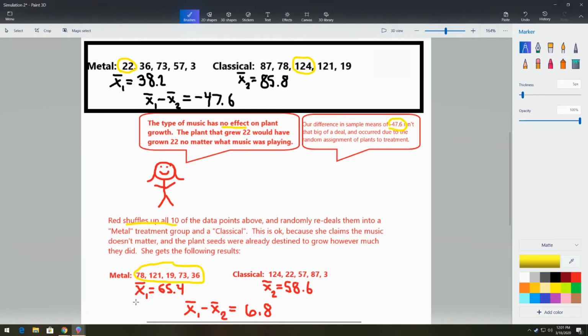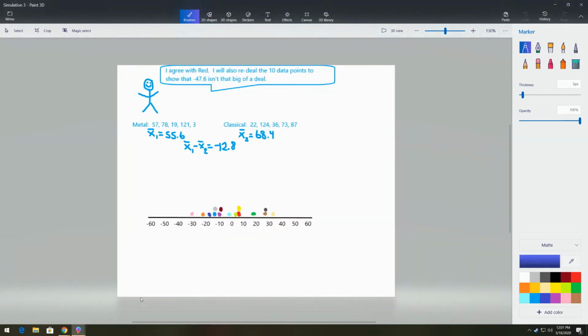Under this redeal, the mean for the metal group was 65.4. If you average the 5 numbers for the classical group, it's 58.6, and the difference in the sample means is a positive 6.8. Of course, we know that you have to do this lots and lots of times for it to actually matter. So we have another guy over here, this blue guy, who agrees, same concept: just shuffle up the 10 numbers and redeal them again. This time we got these numbers for the metal, these numbers for the classical, and if you subtract the sample means, it was a negative 12.8.